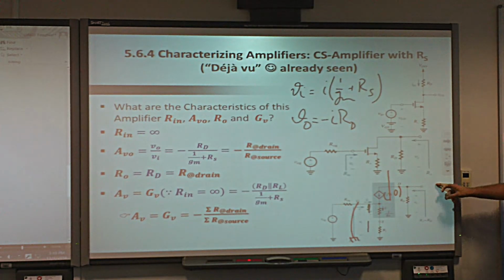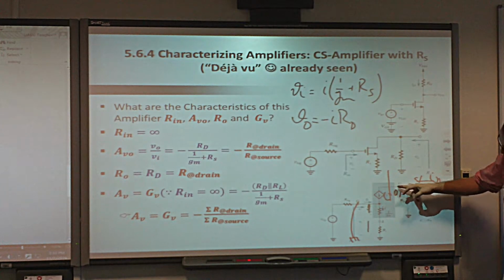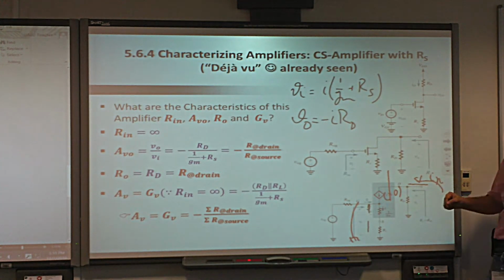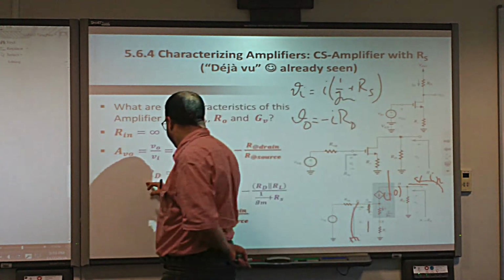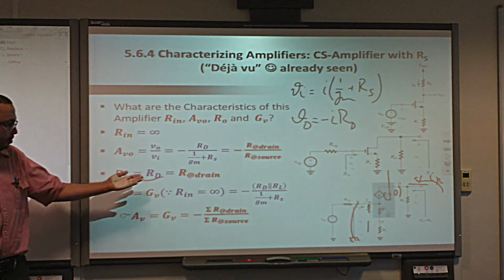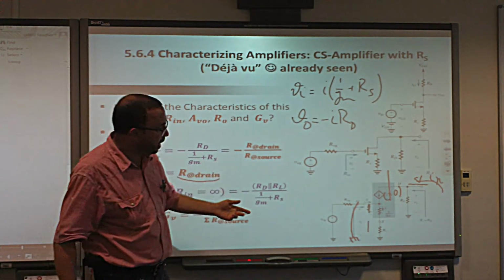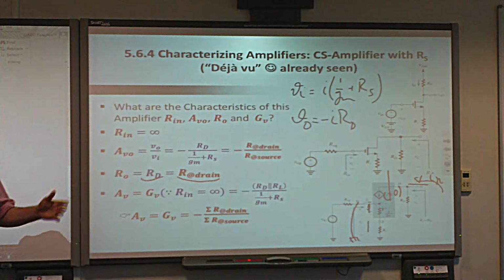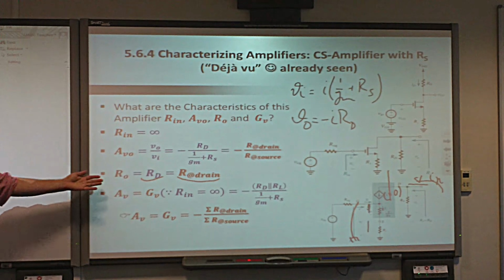So if I now inject IX this way, my current will come here and go there, or no? No. It goes only through RD. So that's the output resistance. And it happens that the output resistance is actually the resistance at the drain. That's the only resistance I have there, yes or no? That's it. So Rout happens to be RD.